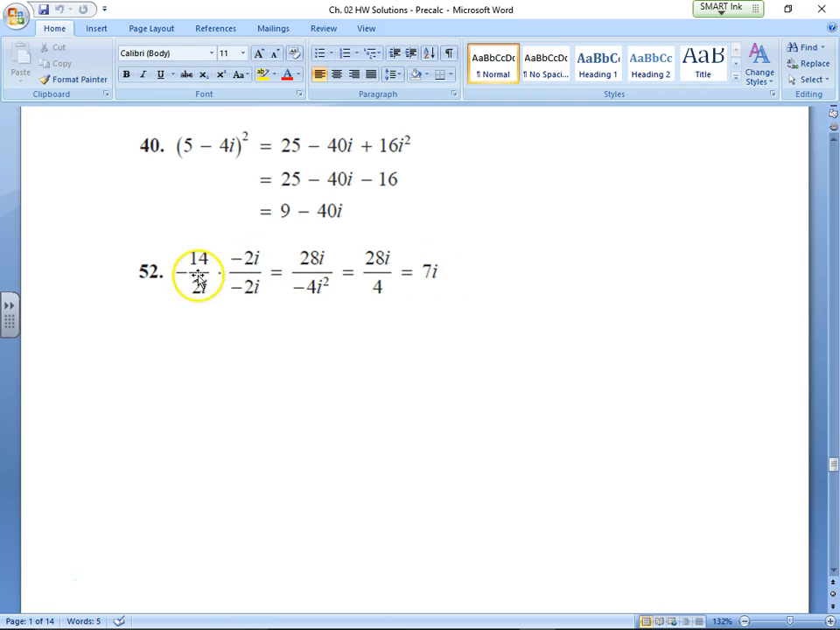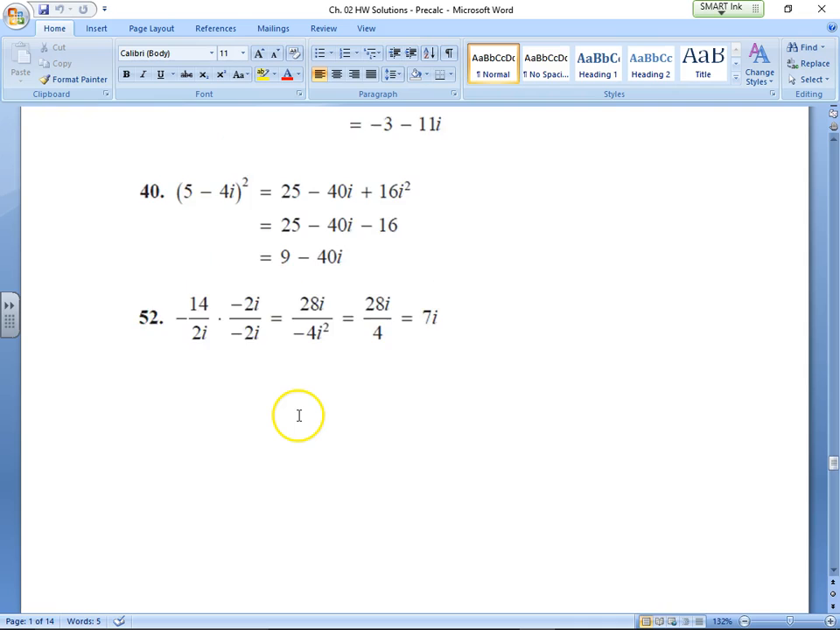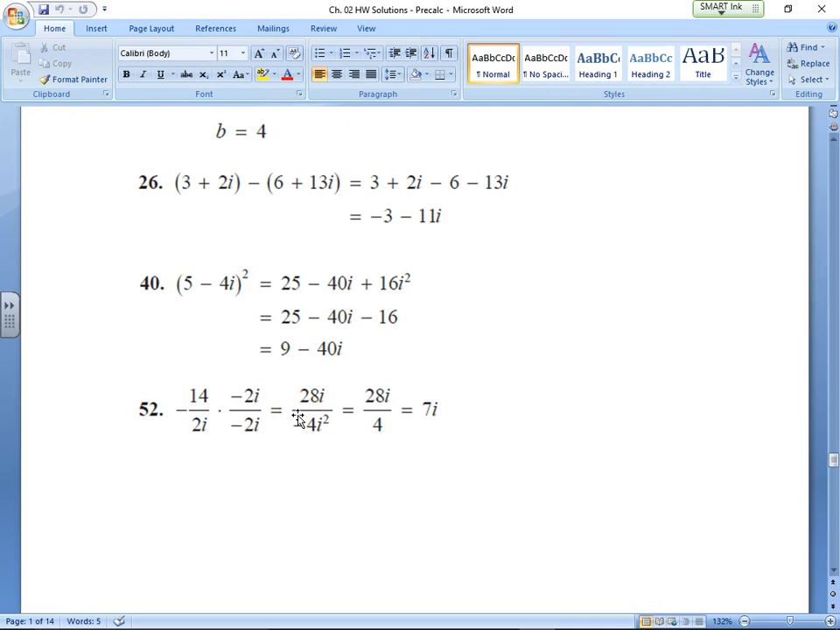They did it funny. They did the negative. But even if you did the I over I, it'd be negative 14i over 2i squared. That'd still be 14 over 2 is negative 7, but I squared is a negative 1, so positive 7i. You could have just done the I over I trick.